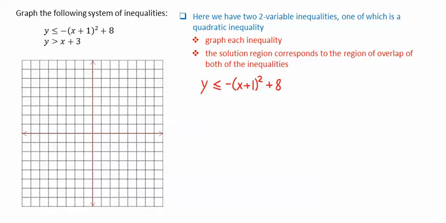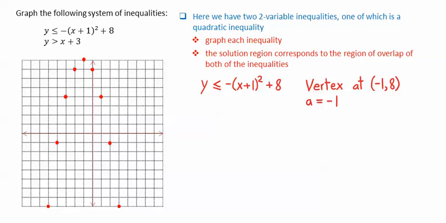The first inequality, which is a quadratic inequality, is expressed in vertex form. We then can say that the vertex is at the point -1, 8. The a value is -1. This means that it opens downwards, but is congruent to the basic y equals x squared parabola. This means as we go over 1, we go down 1. Over 2, down 4. Over 3, down 9. And over 4, we go down by 16.